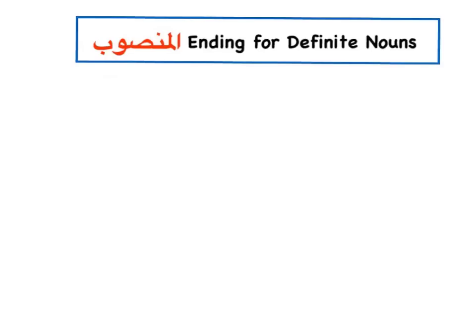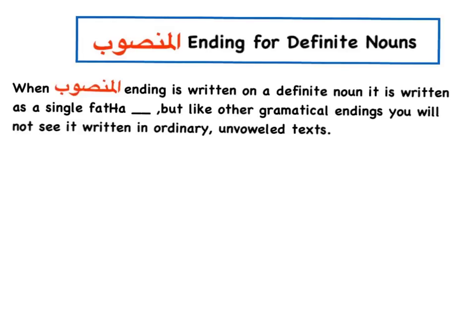المنصوب for definite nouns. When the المنصوب ending is written on a definite noun, it's written as a single fatha, but like other grammatical endings, you will not see it written in ordinary unvoweled texts, so it will not appear. You'll just have to believe it's there.